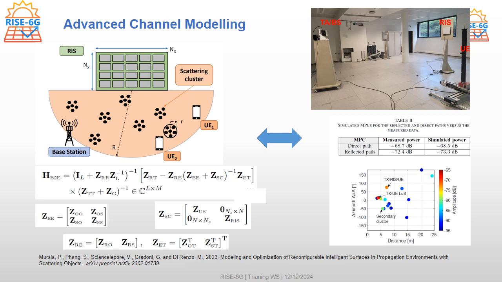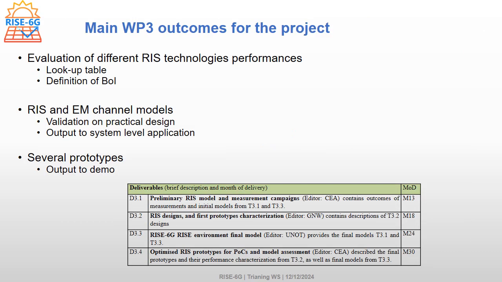approximation in accuracy. Okay, so in conclusion, what we had as a main outcome of our package 3 is the evaluation of different RIS technologies and their performance, which are also available as a sort of lookup table that has been used for the definition of the band of interest. The RIS and electromagnetic channel models were validated on practical design and with a specific measurement campaign, and there was an output for the system level studies and also different prototypes that have now been put for the demo.